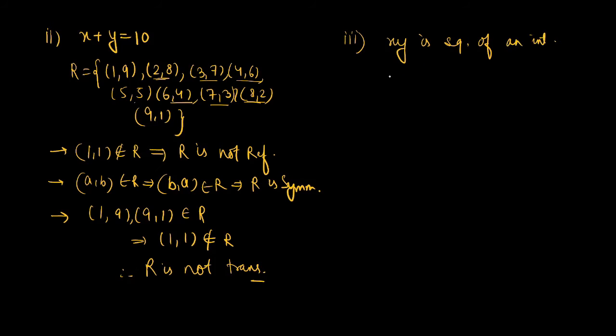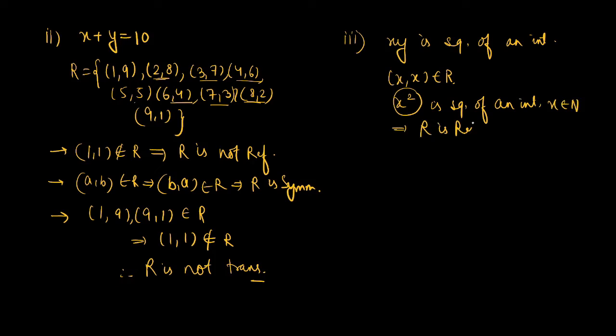So suppose I'm taking one ordered pair (x, x) belongs to R. So I can say that my x square is always the square of an integer. This is the square of an integer x. Okay, so for any ordered pair of the form (x, x), x square will always be the square of an integer, x belongs to N. So I can say that my relation R is reflexive.